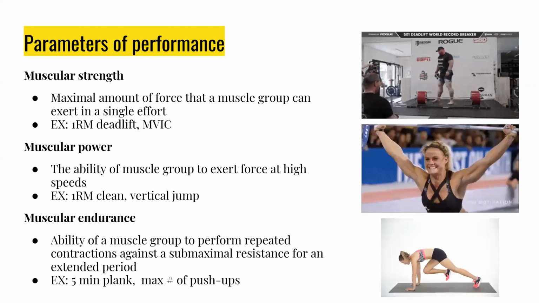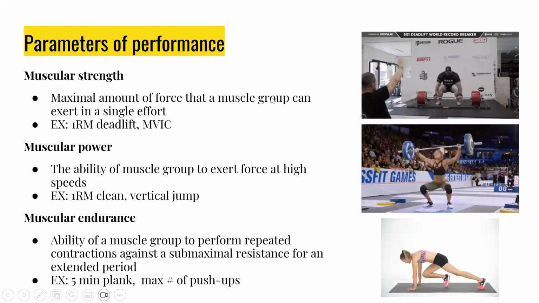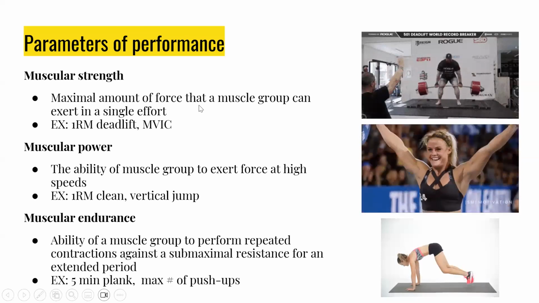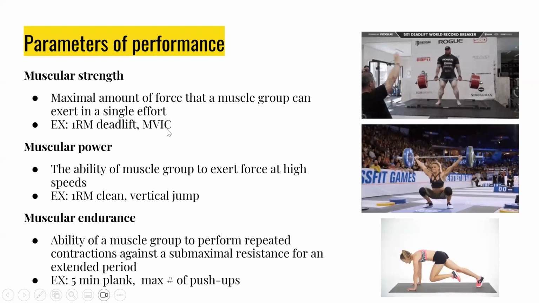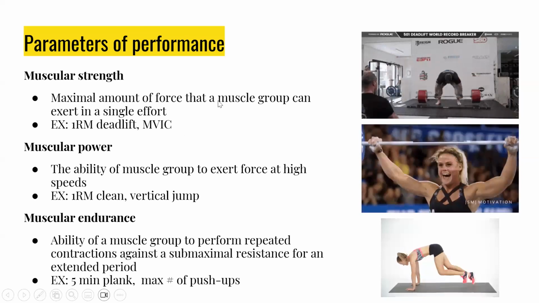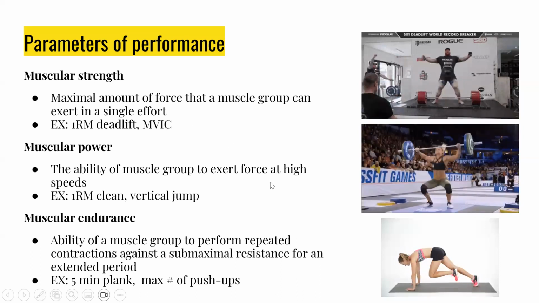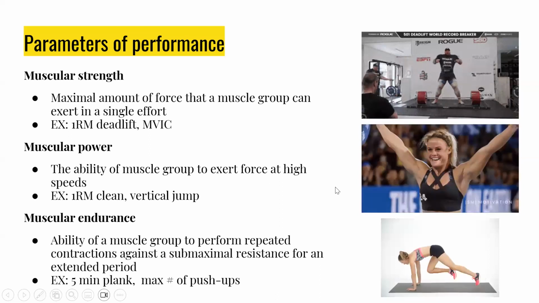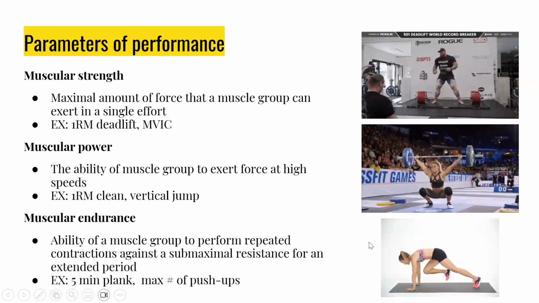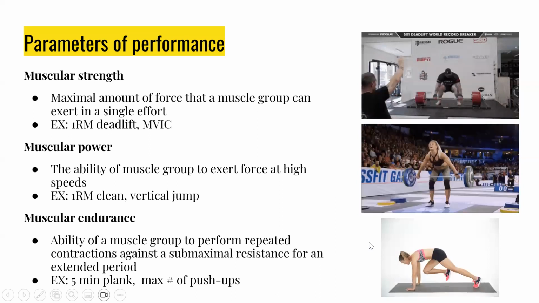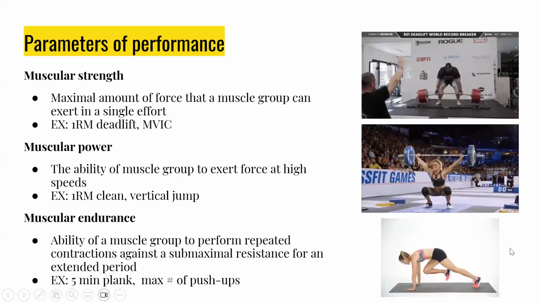So for lab, muscular strength, we'll be able to measure it through your maximal voluntary isometric contraction, the hand grip, that's the MVIC. For muscular power, we'll do a long jump. And for muscular endurance, we have multiple tests. One of them will be the squats.